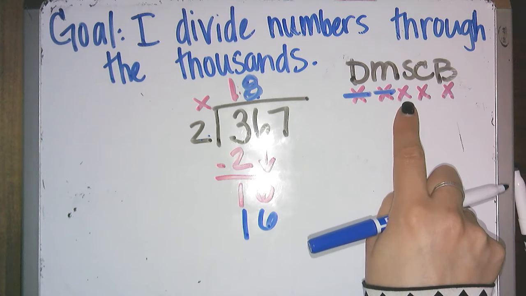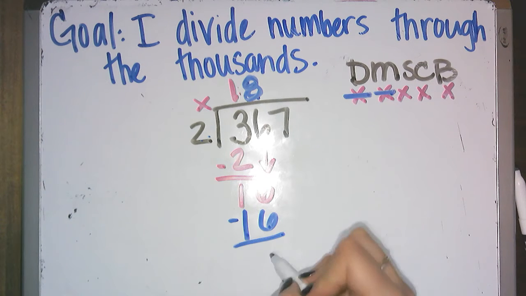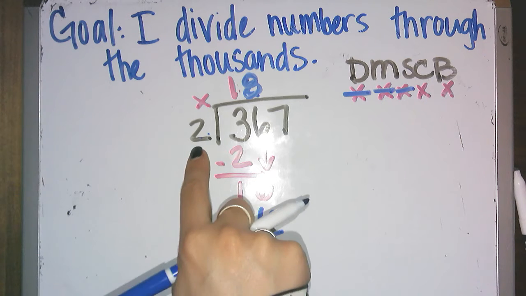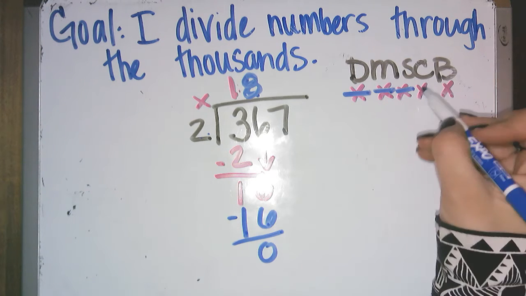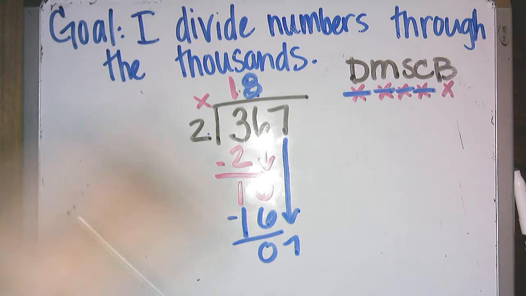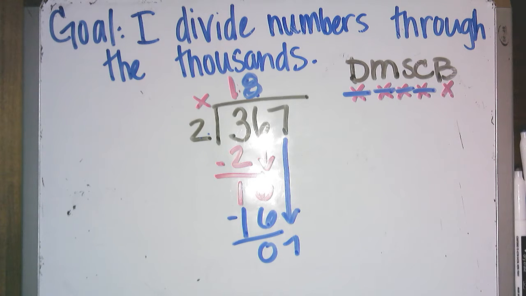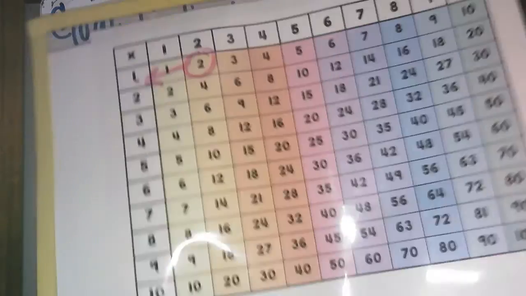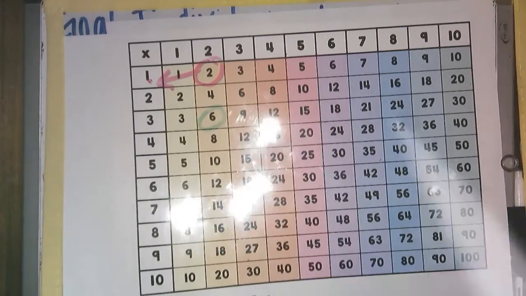Now I must subtract. 16 minus 16 is 0. Check. Is 0 less than 2? It sure is. Bring down. So I need to bring down my 7. Which means the last number that I am dividing is 7 divided by 2. So again, I can look at my multiplication chart and I'm looking for the number closest to 7 without going over. So I see that that is 6.